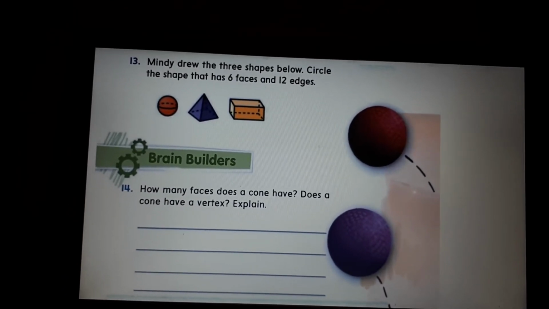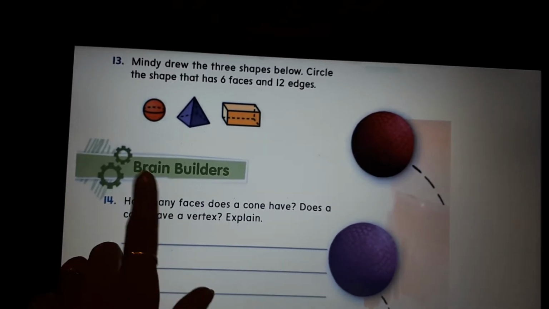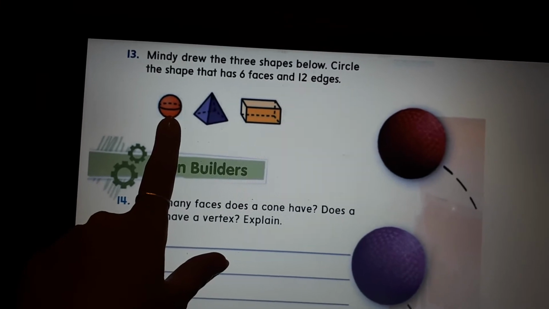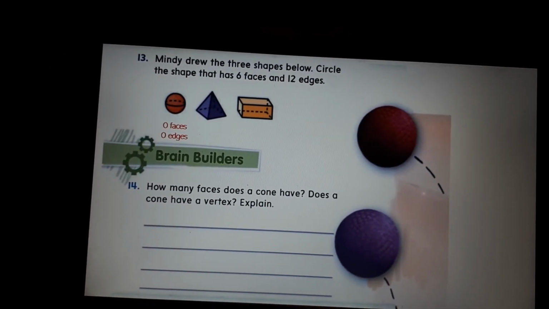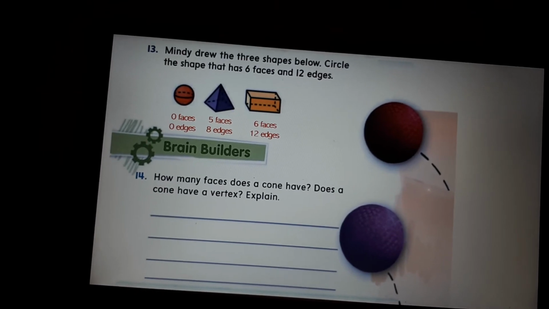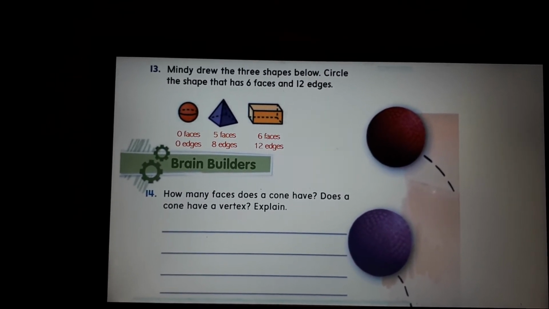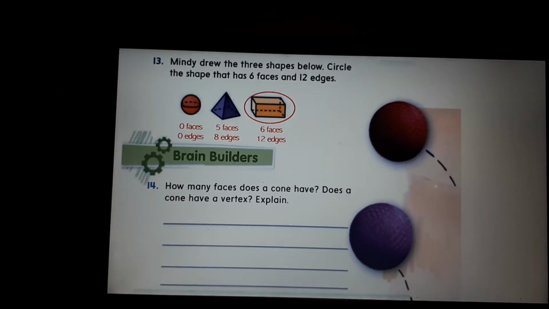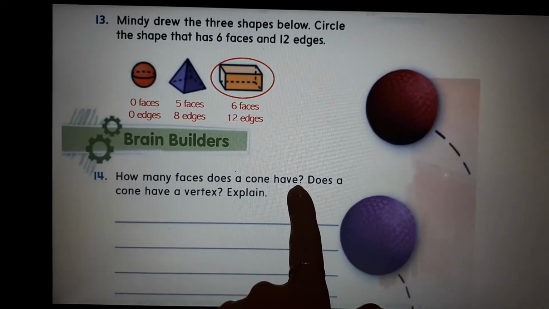Mindy drew the 3 shapes below. You see, she drew a sphere, pyramid, and rectangular prism. Sphere has 0 faces, 0 edges, pyramid 5 faces, 8 edges, and the rectangular prism 6 faces, 12 edges. Which one has 6 faces, 12 edges? The rectangular prism.